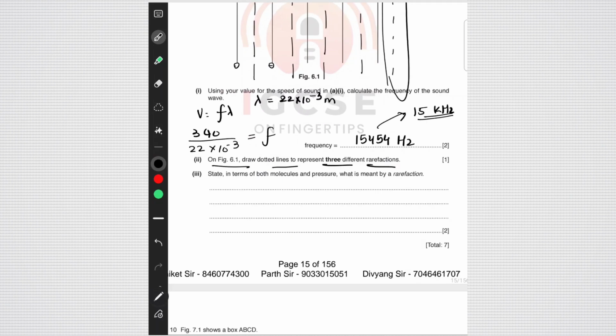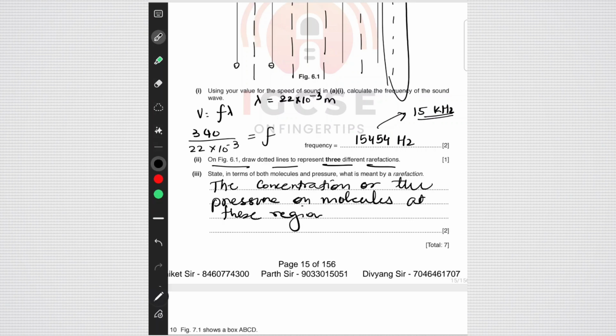State in terms of both molecules and pressure what is meant by rarefaction. The concentration or the pressure on molecules at these regions is the highest.